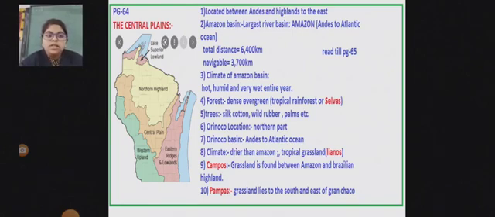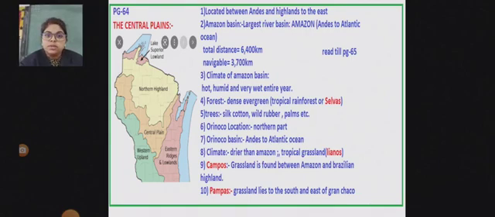Now, Orinoco is again a sort of basin available in the central plain. Actually, if we take a bigger picture of the central plain, it is made up of different types of basins. Number one we have learned a moment back, which is the Amazon basin. Here comes the second basin, which is known as the Orinoco basin. Orinoco basin is located in the northern part, which again starts from the Andes and extends till the Atlantic Ocean.